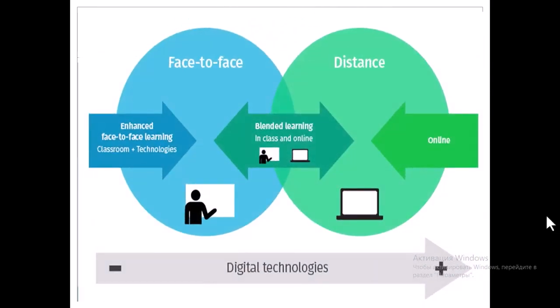As everybody knows, there are two types of learning. The first is face-to-face and the second is distance. Nowadays the popular technology is distance learning. If we enhance face-to-face learning in a classroom with technologies, and in the middle of face-to-face and distance learning, there is blended learning, which is in-class and online learning. In distance learning, we use digital technologies.